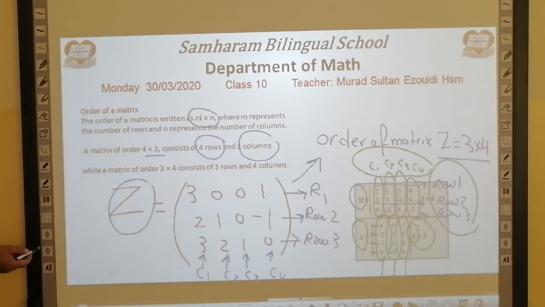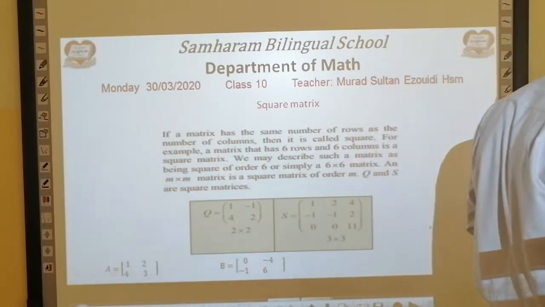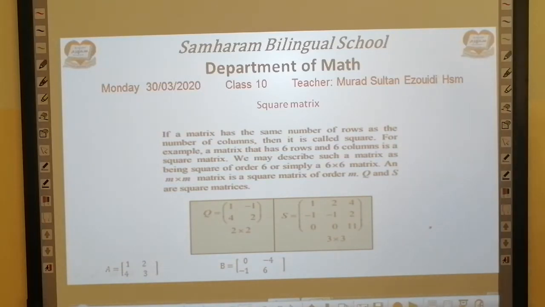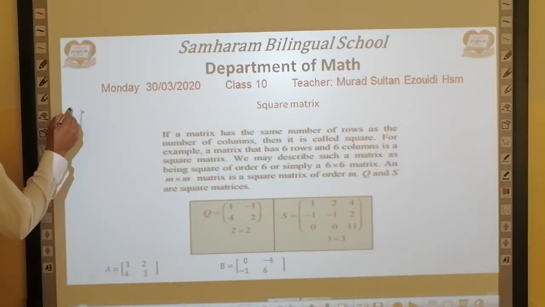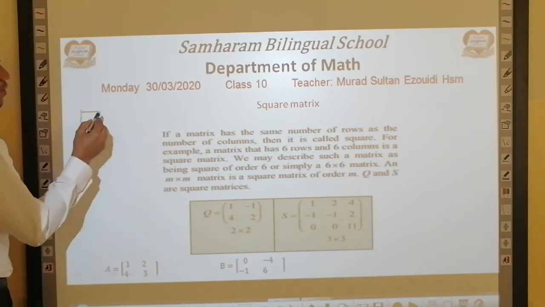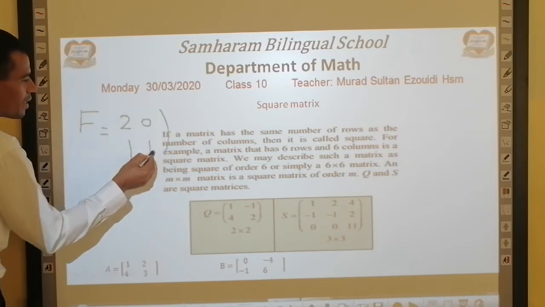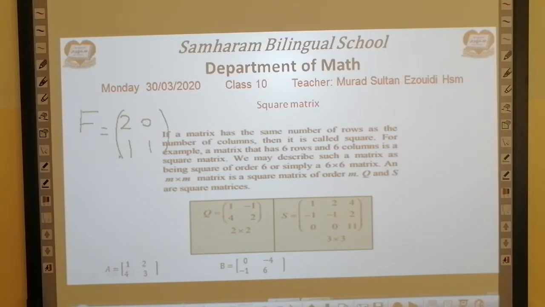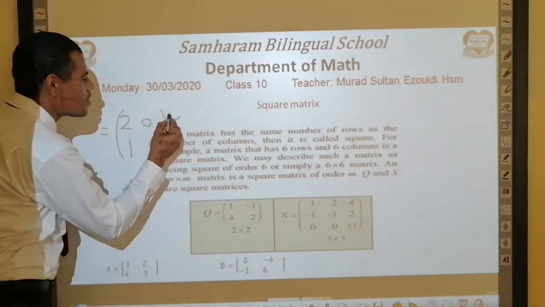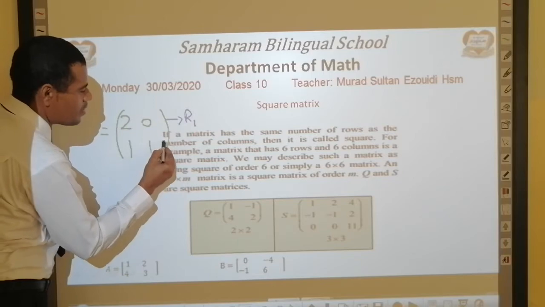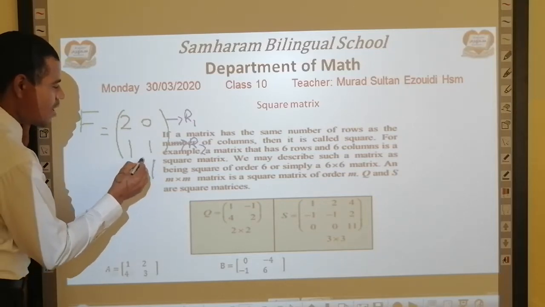Okay, we continue. Now move to square matrix. What does the square matrix mean? Who can give me an example? Okay. For example, I will write F is a matrix, for example, 2, 1, 0, 1. Is it a square matrix? Yes or no? Of course, this one is a square matrix. Why? Because it has 2 rows. This is R1, row number 1. This is row number 2. And how many columns? Of course, we have 2 columns, C1 and C2.